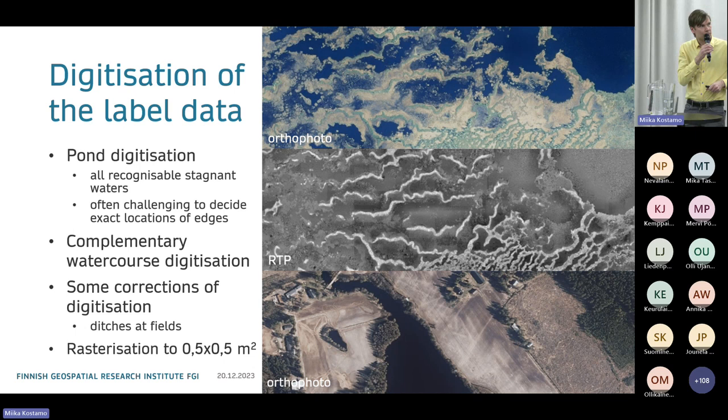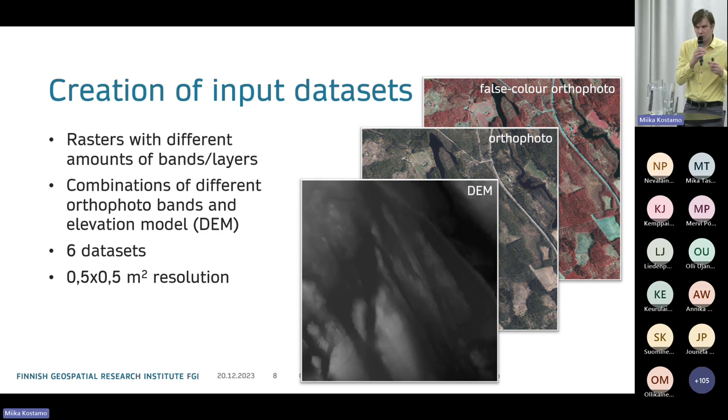Here you can see the problems of watercourse and particularly pond digitization: natural water features are not clearly edged, and even for a human digitizer it's not clear where the pond begins and ends. This made the task really challenging, and we had to try many solutions. All right, let's go to the results and the actual network usage. Anssi, please.